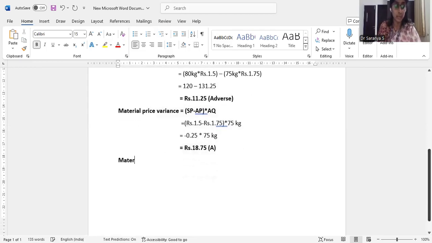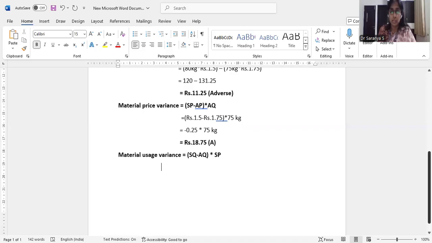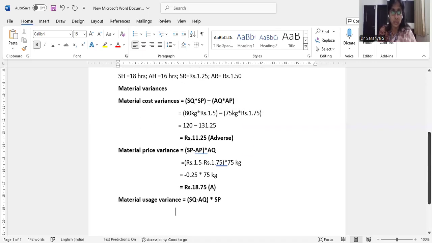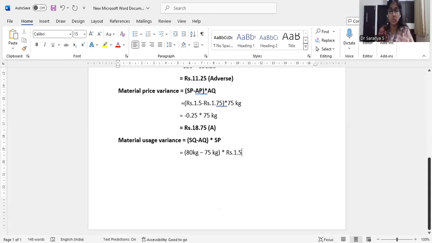Okay, and the third one is material usage variance. Here the formula is SQ minus AQ into SP. What is SQ here? SQ is 80 kg. So 80 kg minus actual quantity, 75 kg, into standard price. Standard price is how much? Rupees 1.5. So when you do 80 minus 75, it is 5 kg.